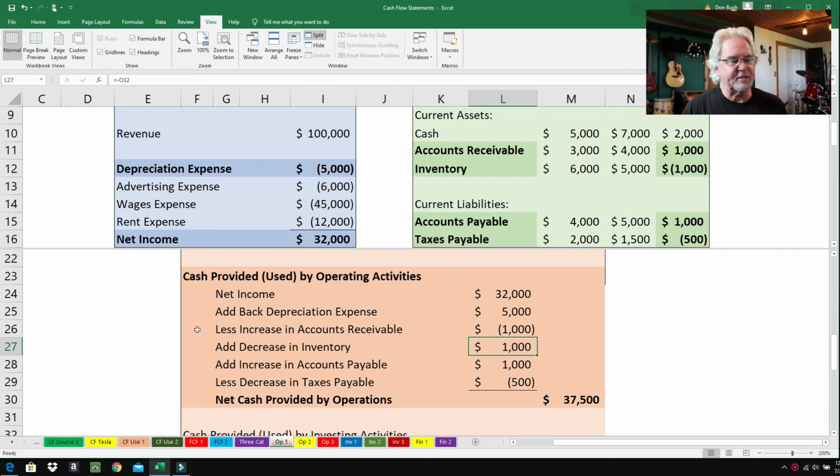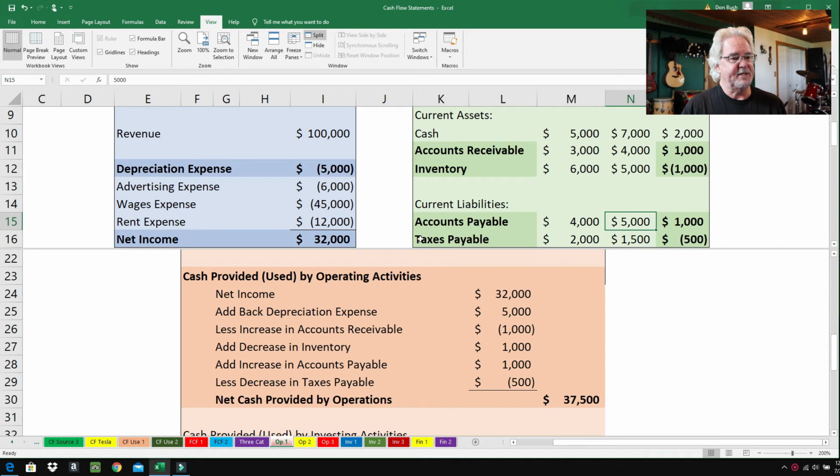Now it's important that we label this cash flow statement as we are. We're saying less increase in accounts receivable, add decrease in inventory, because we need to be descriptive on what's going on. Coming down here to current liabilities. Now current liabilities, accounts payable, it starts out at $4,000 and it ends up being $5,000. That's an increase of $1,000. So we have add increase in accounts payable $1,000. And the reason why we're adding is because when accounts payable goes up, we're actually borrowing money in a sense here from our suppliers. So it's a positive number.